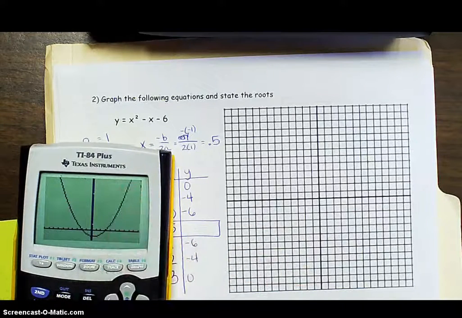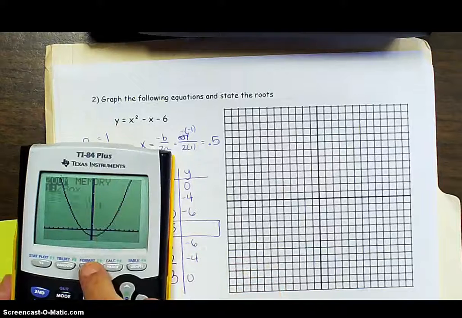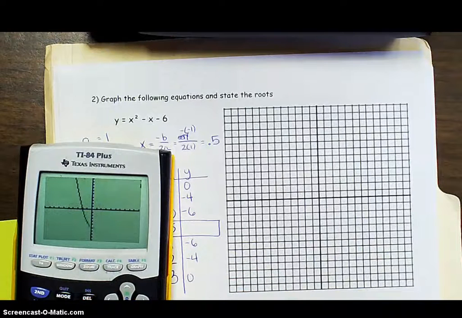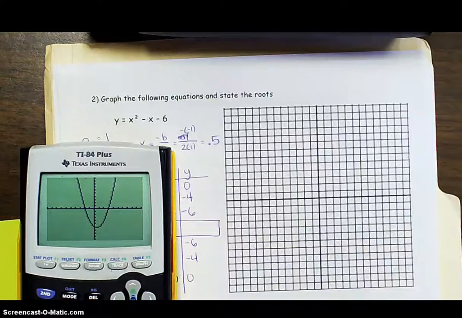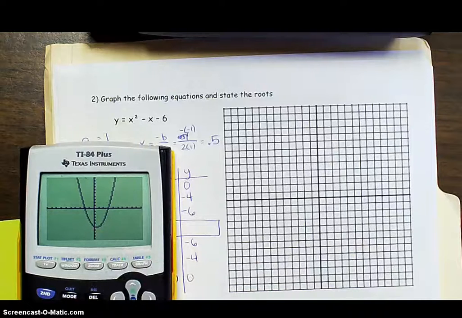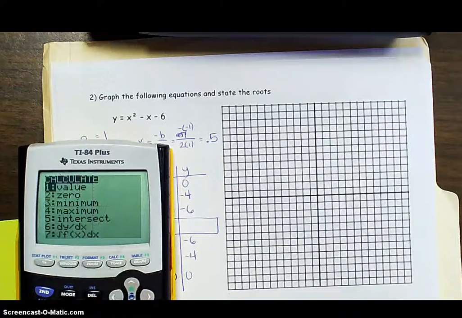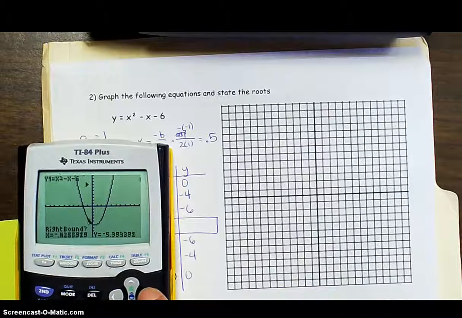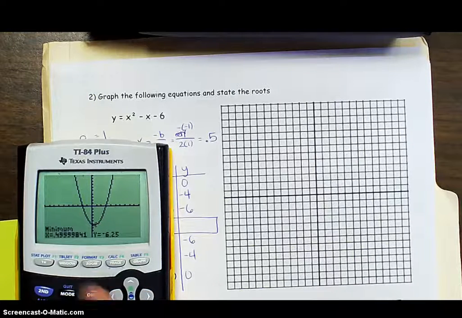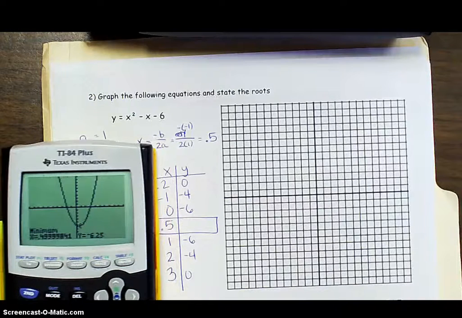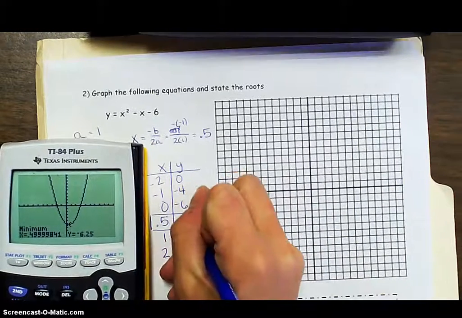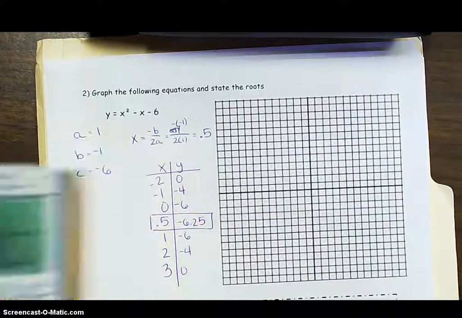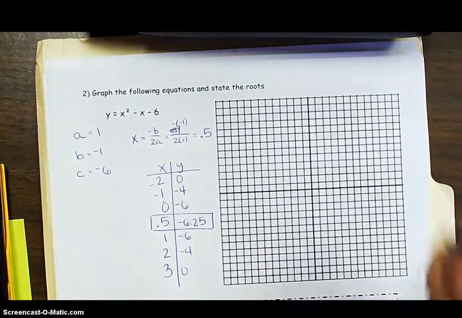Now to find that vertex, I hit graph. My graphs here are a little off from yesterday's lesson, so I hit zoom 6. Okay, and I can see that this graph is going to have a minimum value. So I'm going to go second, calculate, minimum. Go to the left, hit enter. Go to the right, hit enter. Go to the middle, hit enter. So there we go. My turning point is 0.5, -6.25.